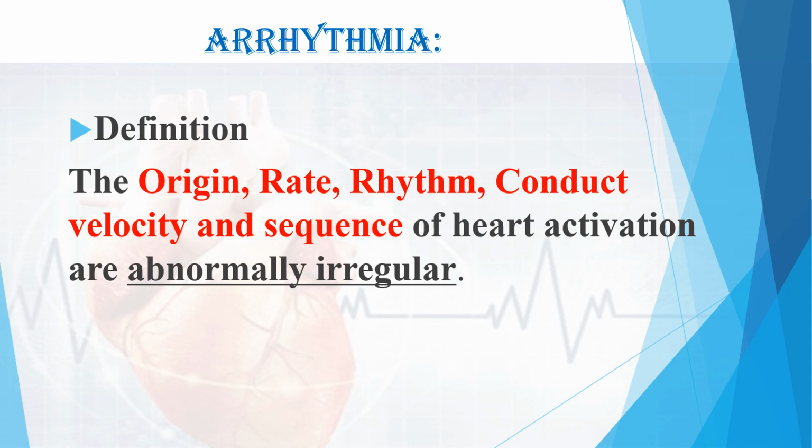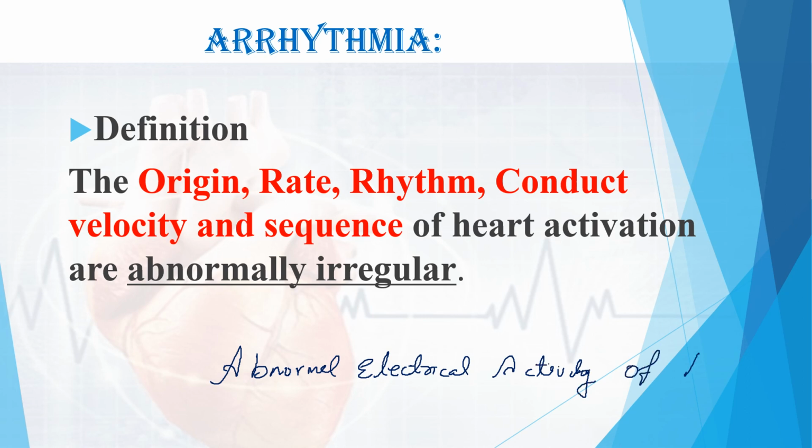So first of all, see what arrhythmia is. As a definition, arrhythmia is defined as the origin, rate, rhythm, conduction velocity and sequence of heart activations being abnormally irregular. In a simple form, it is known as abnormal electrical activity of the heart. Abnormal electrical activity of the heart is called arrhythmia.